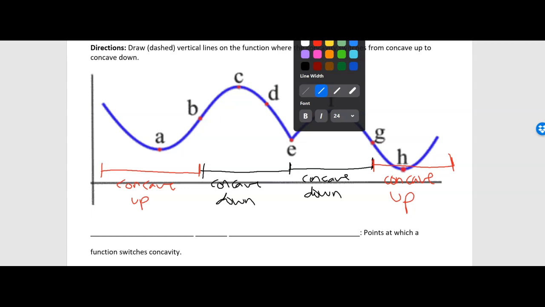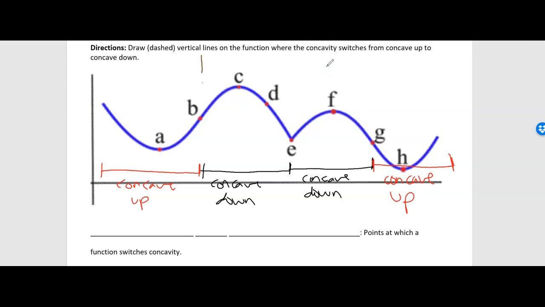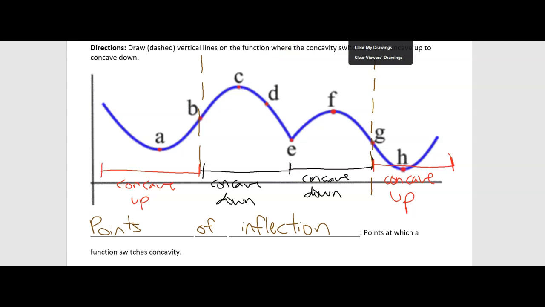So this makes it easy to tell where the concavity switches. We have a switch at B. We do not have a switch at E because the function stays concave down. We do have a switch at G because the concavity switches from concave down to concave up. So again, these are called points of inflection. These are where the function switches concavity. So let's talk a little bit more about how we figure out where these points of inflection are if we're not looking at a graph.